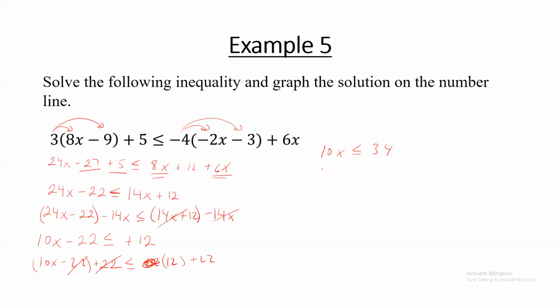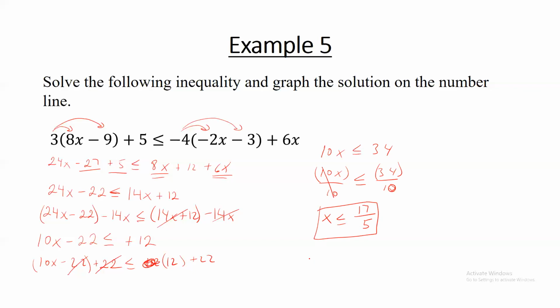And finally, divide the left side and the right side by 10 to undo the multiplication by 10. 10 is a positive number, so we don't have to change the inequality sign. And we're left with x is less than or equal to. We can again simplify the fraction by dividing by 2 on top and bottom. 34 divided by 2 is 17, and 10 divided by 2 is 5. So there is our answer.